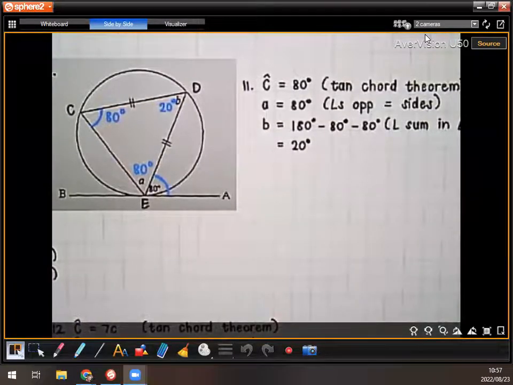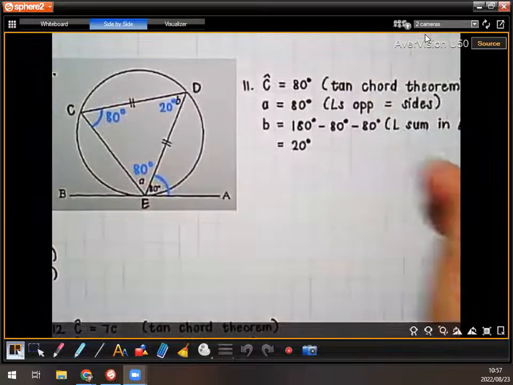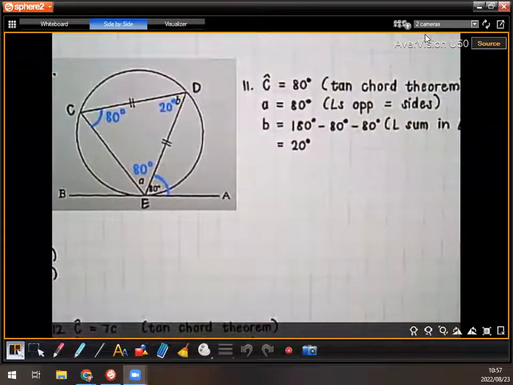Okay, if your layout is a little bit different, right? But you do have to have all three of these reasons. So we want to do this one in a different way.